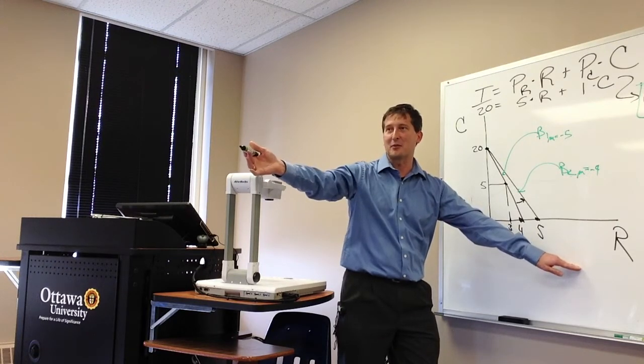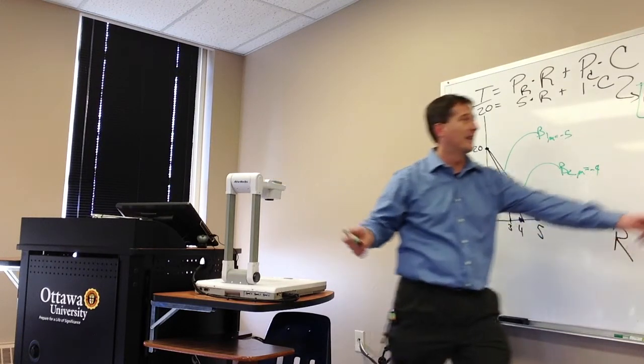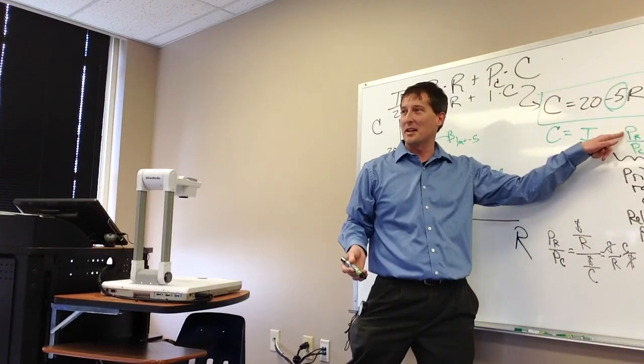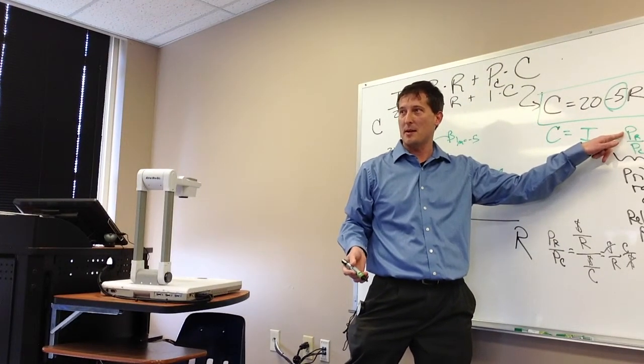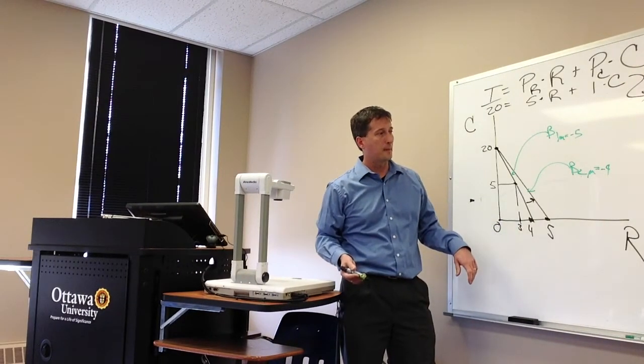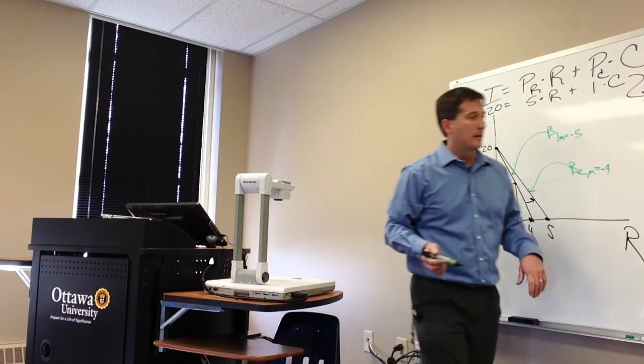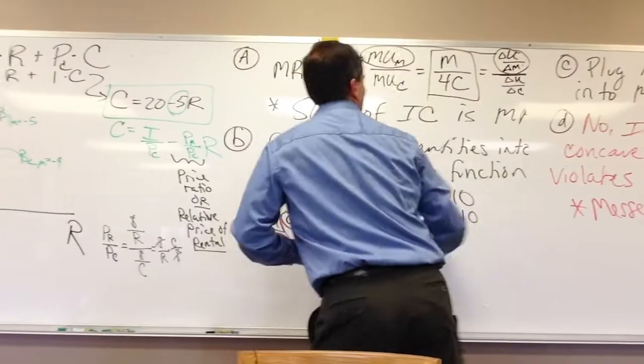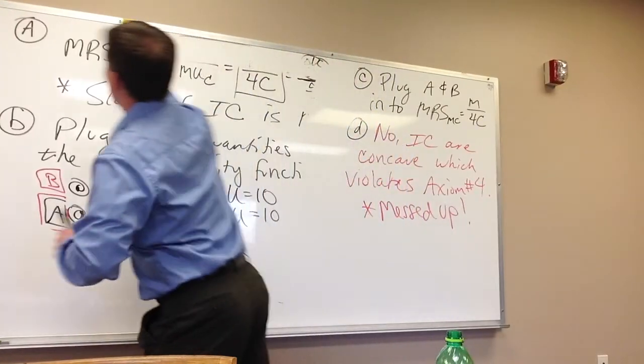Or memorize that they're flip-flopped always. The price of the horizontal axis variable is always on top, and the other one is on the bottom. Now, first of all, let me pause there. So questions on that?